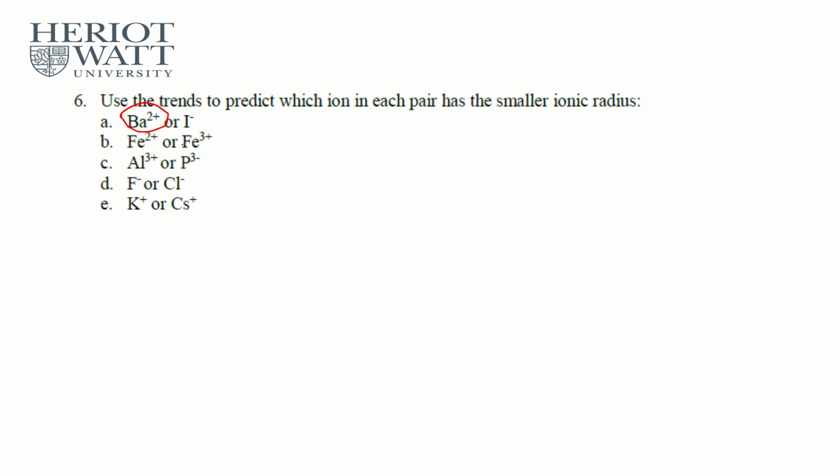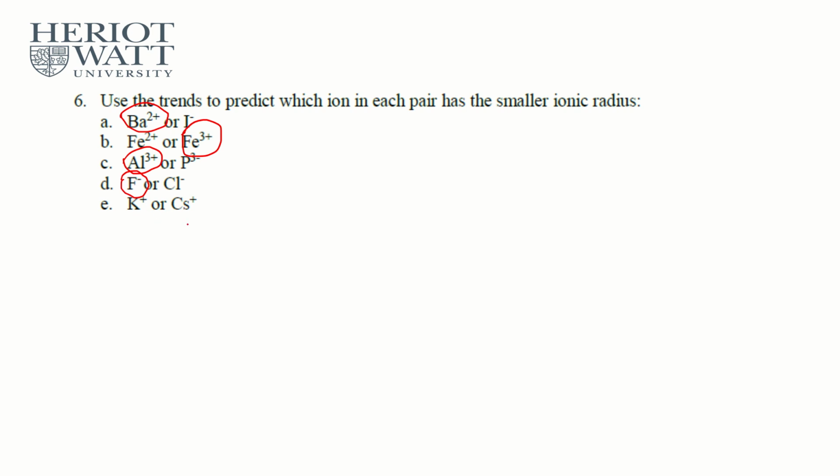What about both positive, Fe2+ and Fe3+? The one which is more positive. Aluminium 3+ and P3-: apparently aluminium. Fluoride and chloride, now both are negative ions. So now you check. Both have an additional 1 electron, which is the same. But fluorine has only 2 shells, 2.8. Chloride has 3 shells. So the answer is fluoride, because you have 1 less shell.